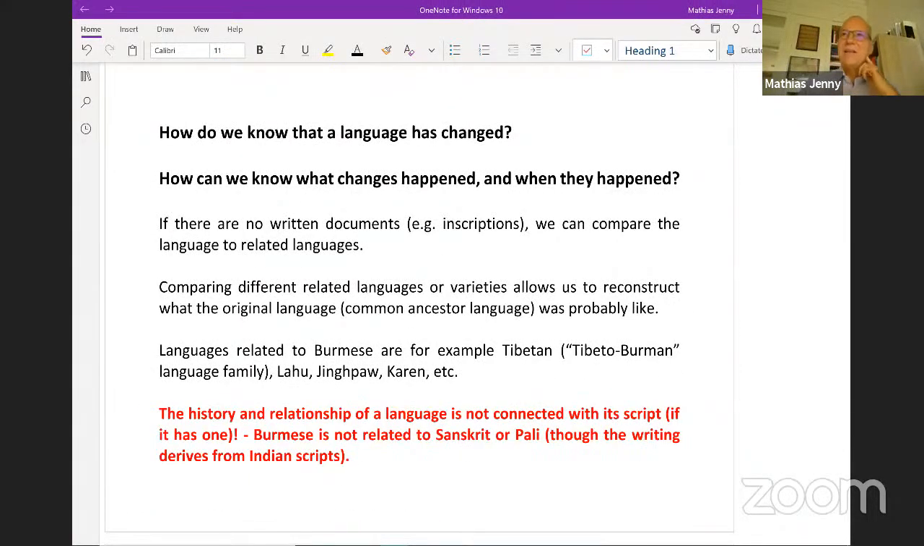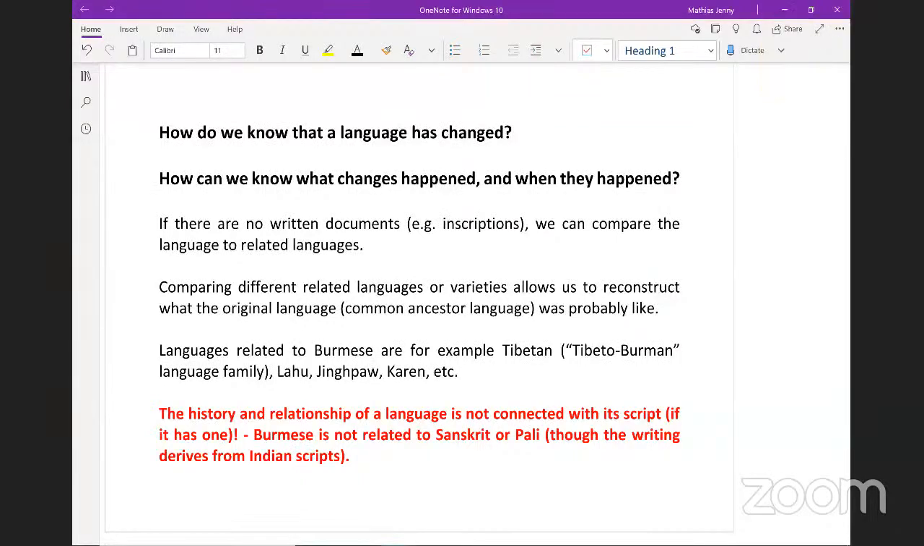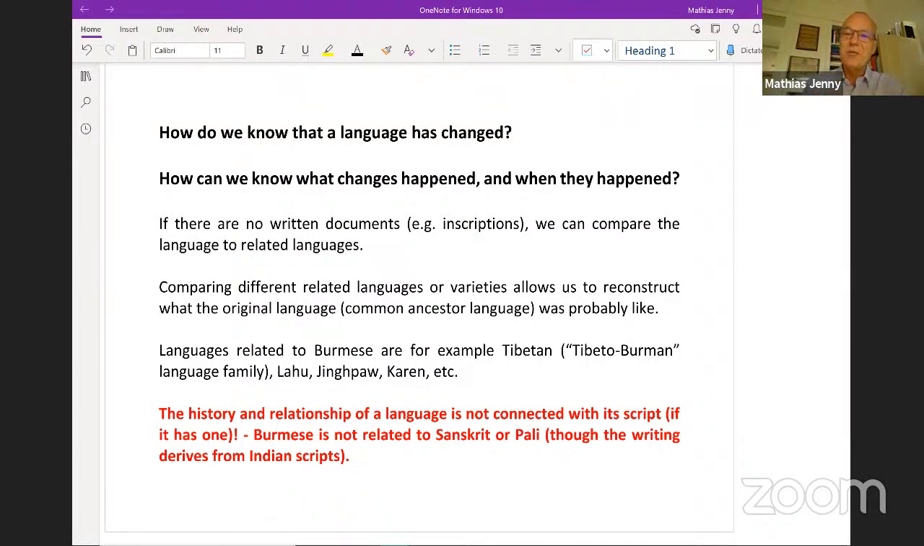How do we know that Burmese changed? How do we know that the language changed? And how can we know what changes happened and when they happened? Now, of course, if we do have inscriptions, if we do have old documents, like we do in many European languages, then we can just compare old stages to the modern stages of the language. Now, if there are no old documents, no inscriptions, no manuscripts whatsoever, the only way that we can know about language change is to compare the language we look at with related languages.